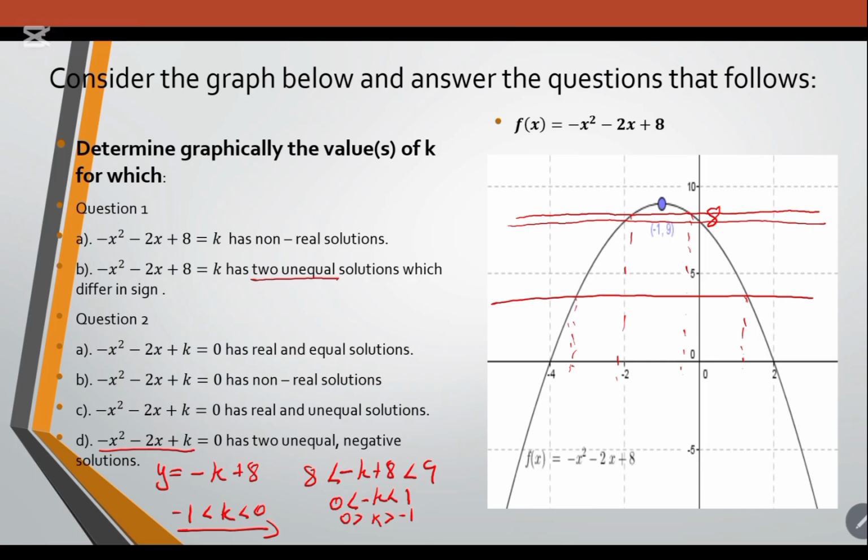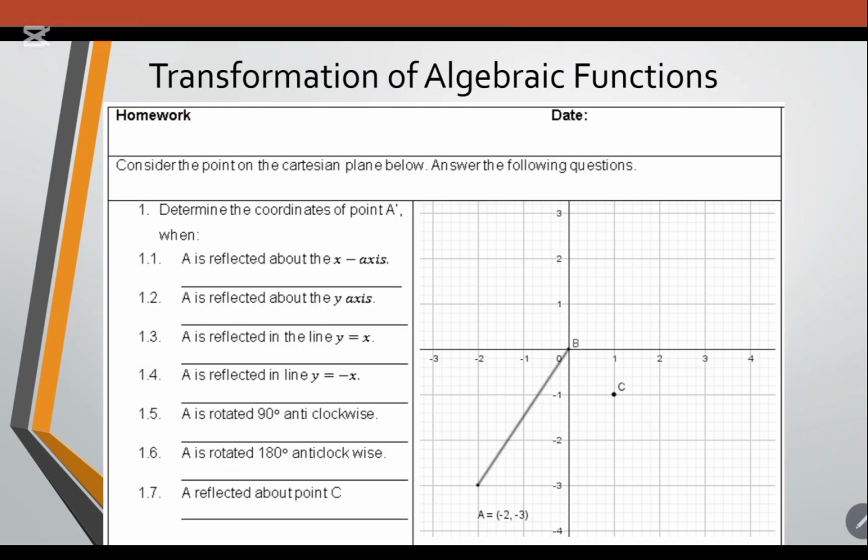So if k is a number less than 0 but bigger than negative 1, therefore these two graphs will have two unequal solutions which are both negative. Go on and look at the transformation of functions.